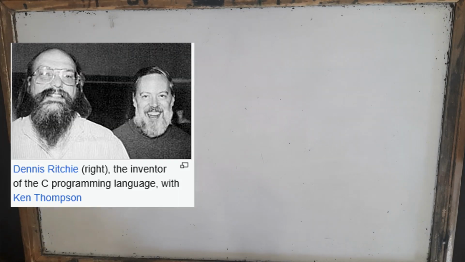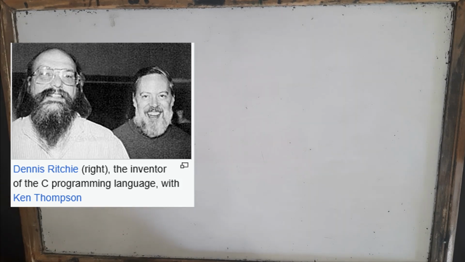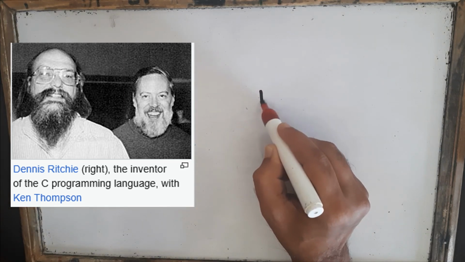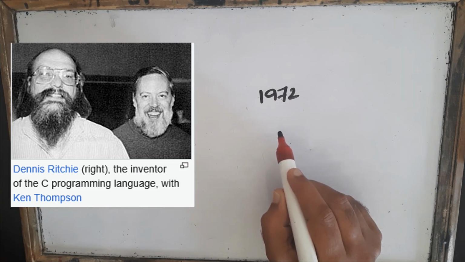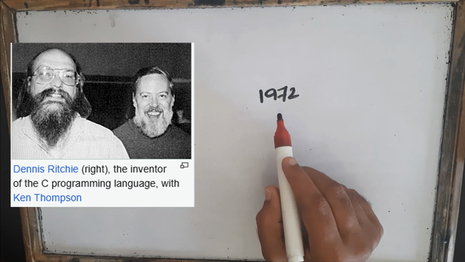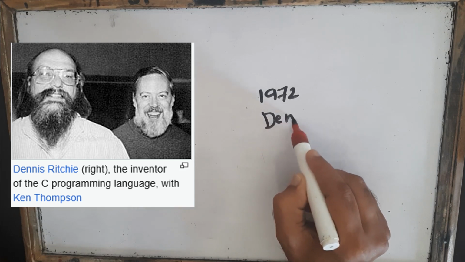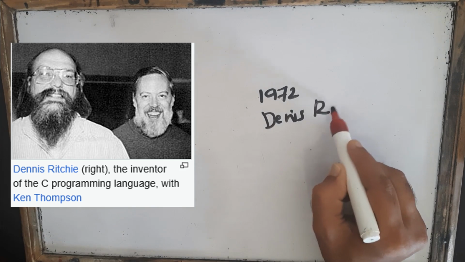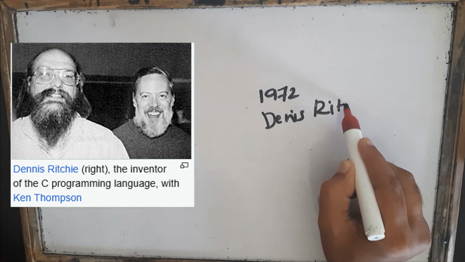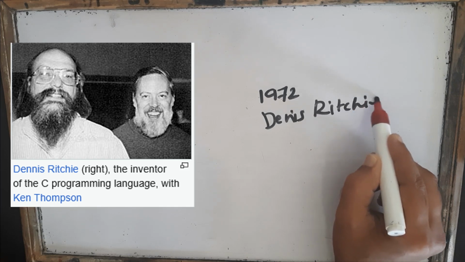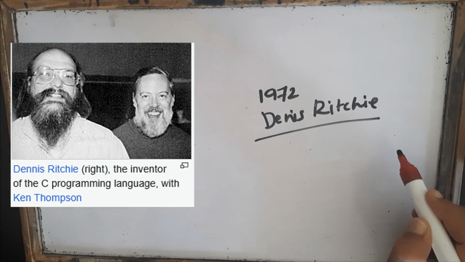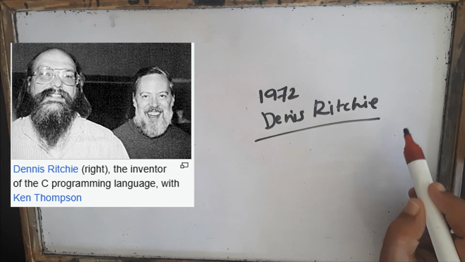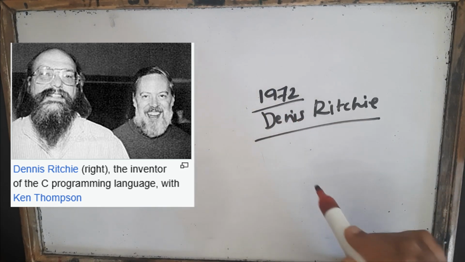Let's understand some basic details of C. C was created in 1972 by Dennis Ritchie. He is the creator. The original C was created by Dennis Ritchie.